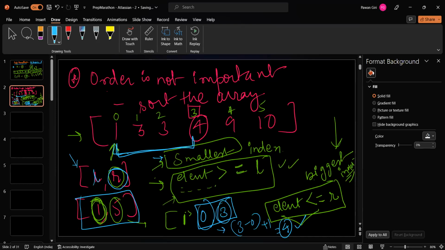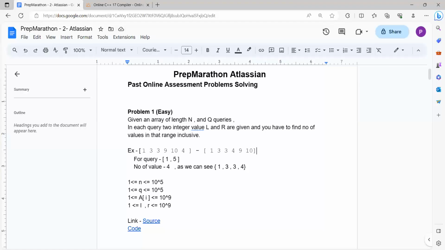Okay. Now, do you understand the logic or not? Tell me in chat if you understood the logic for this problem.